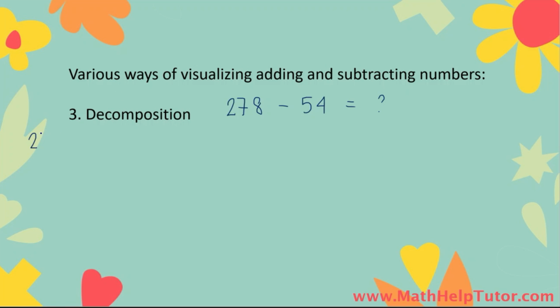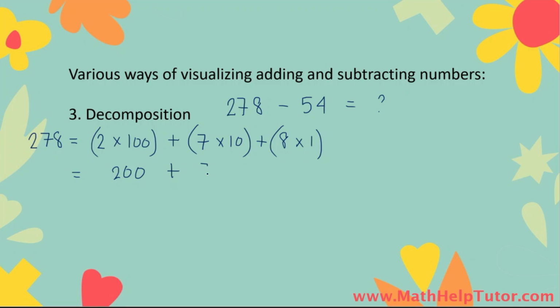For the number 278, this is equal to 2 times 100, since there are two hundreds in this number, plus 7 tens, since there are 7 tens in this number, plus 8 ones, which is also equal to 200 plus 70 plus 8. Now, let's do the same thing for the next number.